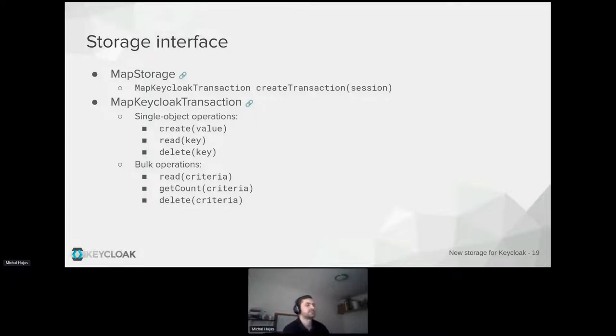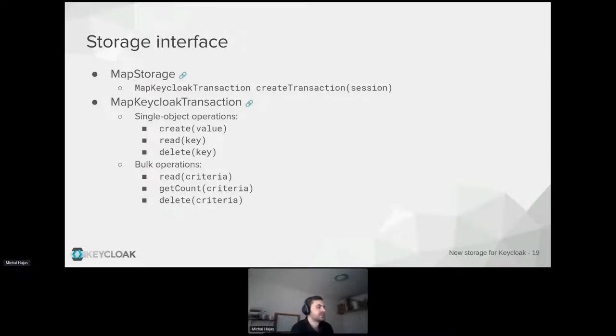You probably noticed that the update method is missing from these operations, and this is omitted on purpose because Keycloak is built in a way that it counts or relies on the fact that all objects returned from the storage are in some way live objects, and any change to this entity returned from storage should be automatically propagated to the storage on commit. And then there are these bulk operations.